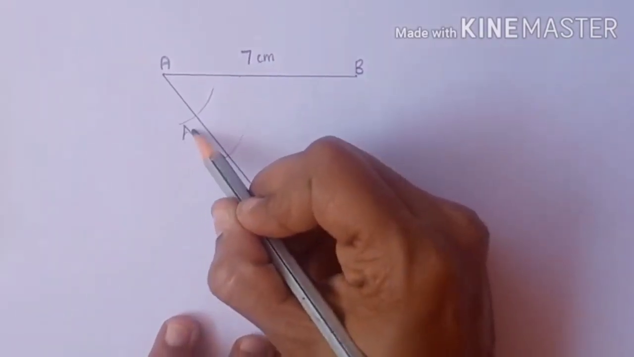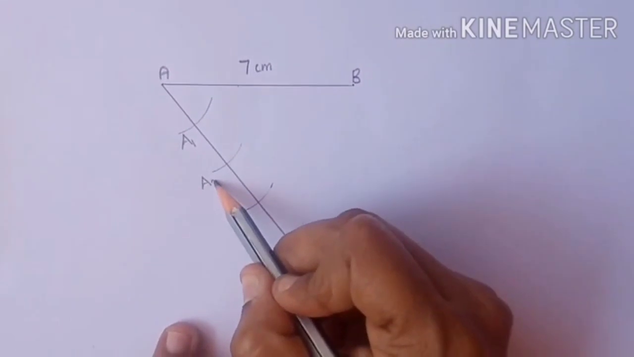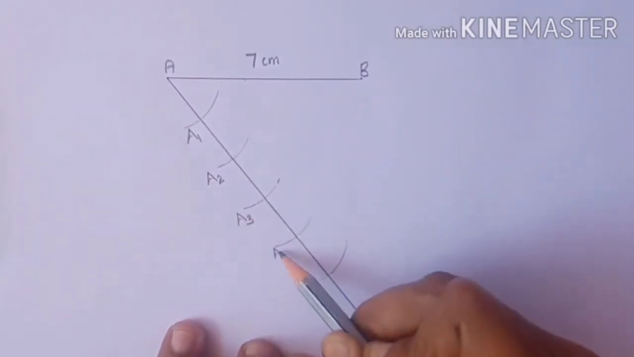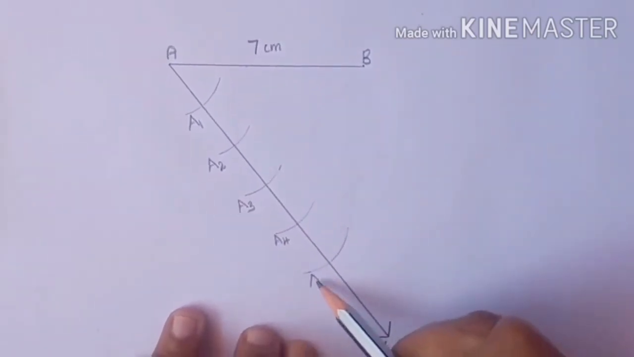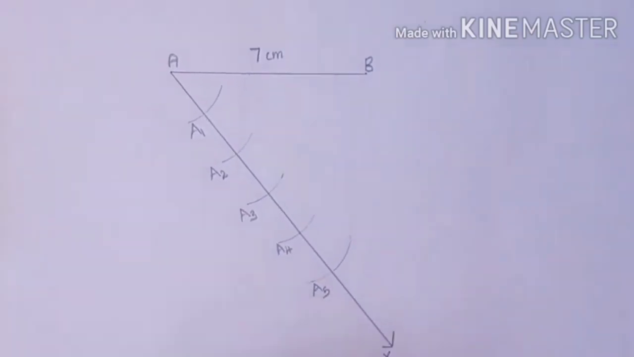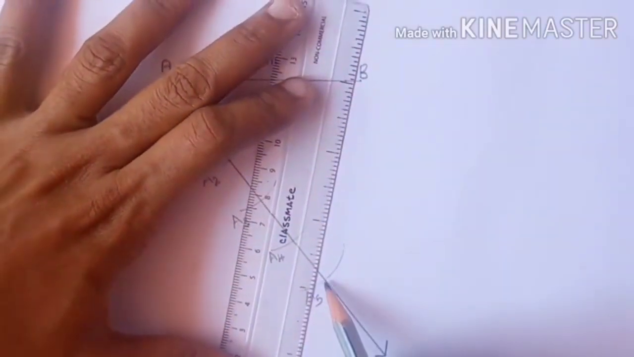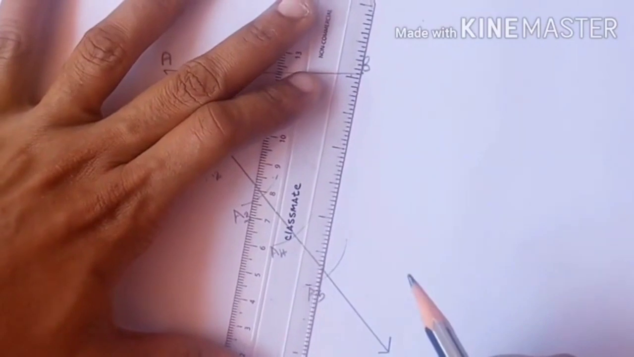And label it as A1, A2, A3, A4 and A5. Join the last portion, that is A5 and B.